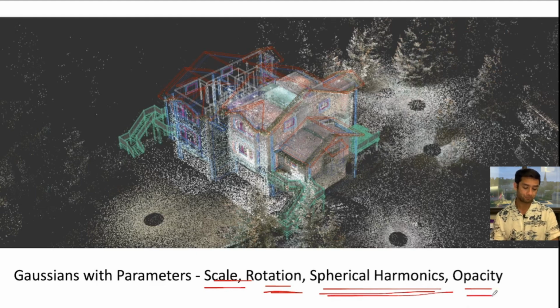And then opacity. Each Gaussian has an opacity associated with it, which basically defines whether any light will go through that Gaussian, or in other words, how powerful a contribution that particular Gaussian will have on the final color of the image.